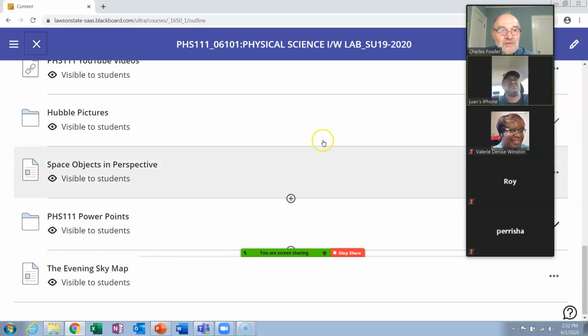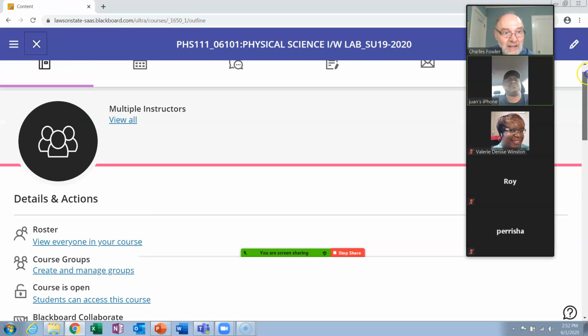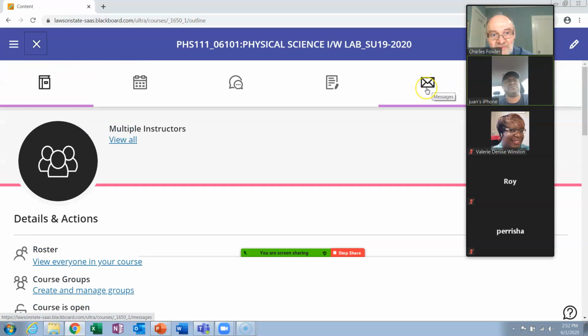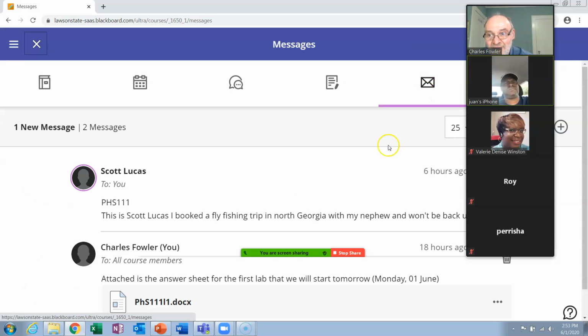Now, what I'm going to do here, and I think all of you are familiar with Blackboard, you see this little icon here on the messages. Did anyone look at messages since last night? I did. If you did, you'll notice I put the lab out there. Some people have responded too, I guess. Here's what I put in there. It's Physical Science 111 Lab 1. That's what that stands for. And this is a Word document that you can open.